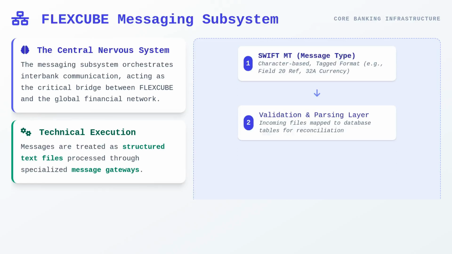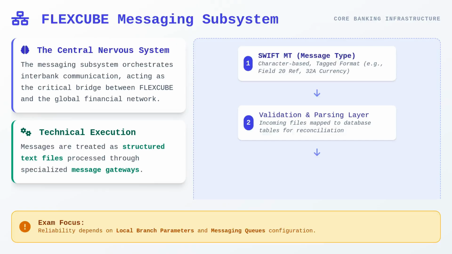Because these are text-based, the validation logic resides largely in the parsing layer of the application, where incoming files are mapped to specific database tables for reconciliation. When you are preparing for the exam, remember that the reliability of these transactions depends on the accuracy of the configuration in the local branch parameters and the messaging queues. You must be comfortable with the way the system associates a specific transaction type with an MT format, as this mapping is what triggers the automated generation of outgoing messages during the life cycle of a payment.